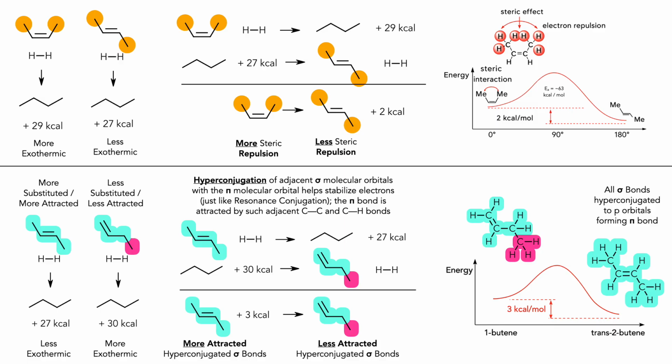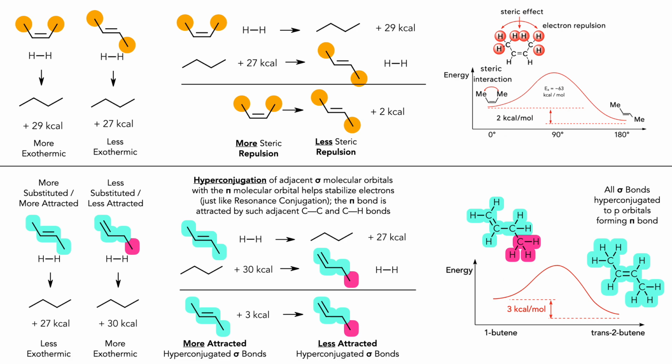Now let's compare that to hyperconjugation on the lower row. When hydrogenation releases 30 kilocalories per mole versus 27 kilocalories per mole, it shows that the less substituted alkene is less stable. Why? Because hyperconjugation stabilizes substituted alkenes. What's happening is that the sigma bonds adjacent to the double bond, those CH and CC bonds, overlap with the pi orbital. That delocalization spreads out electron density just like resonance would. So more substituted alkenes have more adjacent sigma bonds available for hyperconjugation, which makes the pi bond more stable.